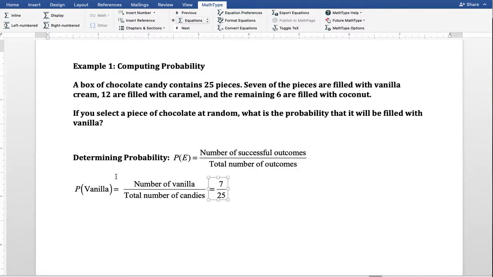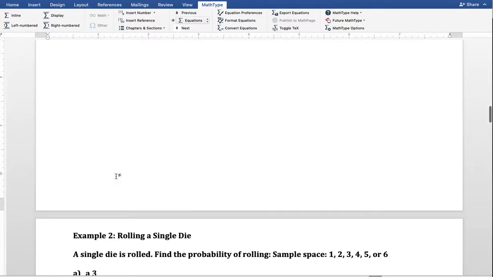I'm not going to be particular about reducing or simplifying our fractions to the lowest possible denominators by removing any factors. I will write it out from time to time, but 7 over 25 works. I'm good with that. Let's take a look at the next example.